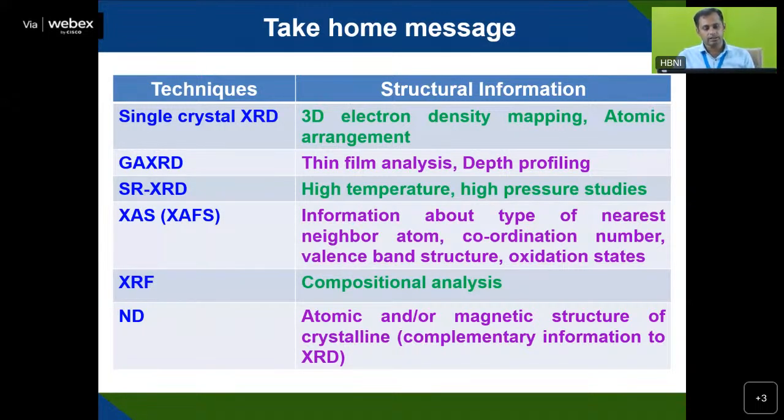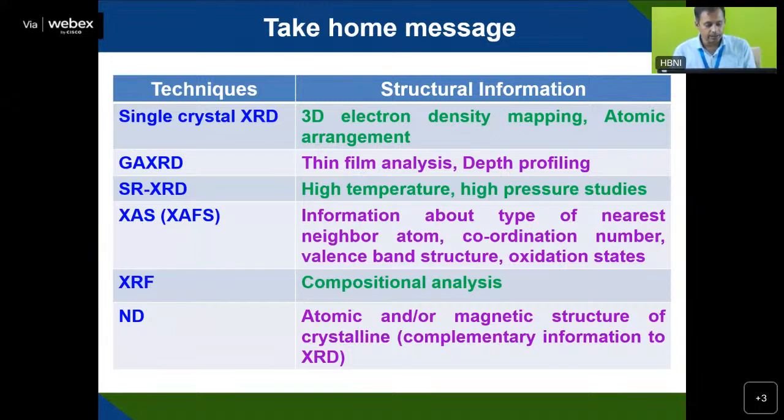In single crystal XRD, the information that we get is mostly a 3D electron density mapping, and from the 3D electron mapping we are able to get the atomic arrangement, how the atoms are arranged, and then you can predict the crystal structure and the bond length. Those are the information you can get in single crystal XRD. Based on single crystal XRD, how the DNA structure was identified, that I have discussed. So single crystal XRD is mainly studied for atomic arrangement information.